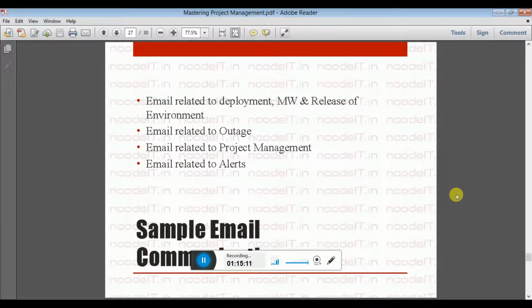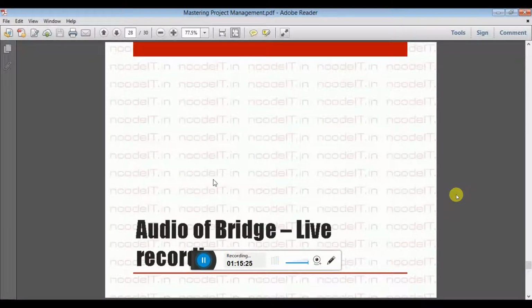We'll see certain sample email communications also later, related to a lot of things. Means when there is work, how do you get an email? When there is an escalation, how do you get an email? How do you get an alert? How do you respond to an alert? Then project management related emails, we'll see certain ones. Then the bridge is basically a conference call of all the people. Normally a bridge can be an internal bridge or an external bridge, like within your team, offshore, on-site team, they can be in a conference.